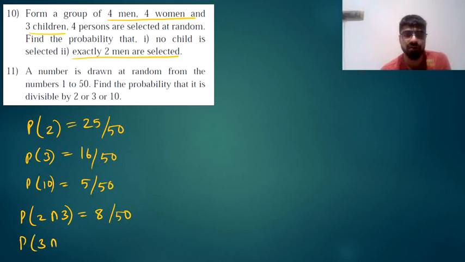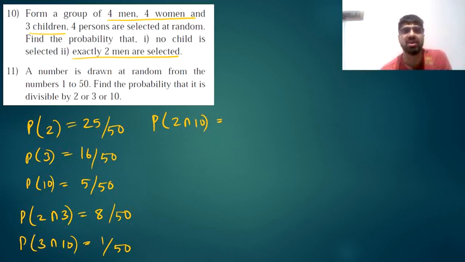Probability of the number being divisible by 3 and 10. That will simply be equal to 30. So there's just one number like that, and that is why the probability is 1 by 50. Probability of the number being divisible by 2 and 10. So we have 2 such numbers, 20 and 40. So this will be 2 by 50.